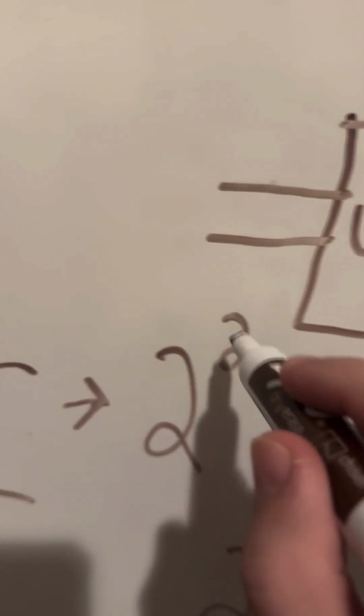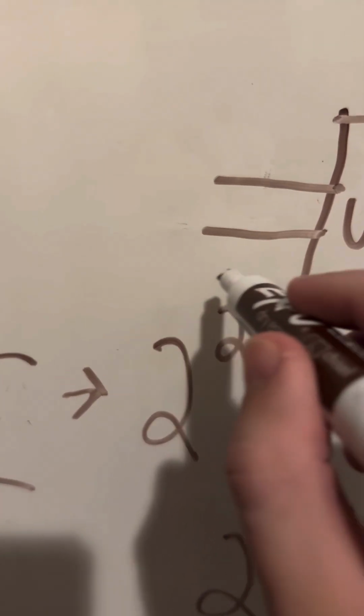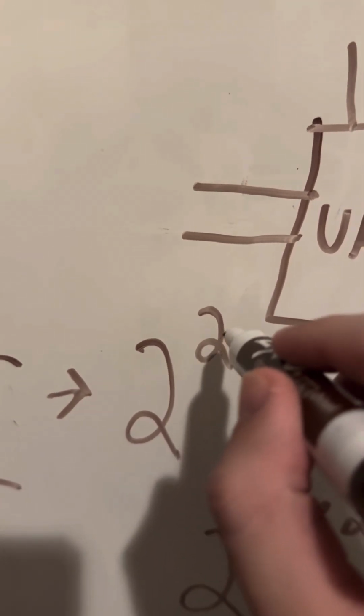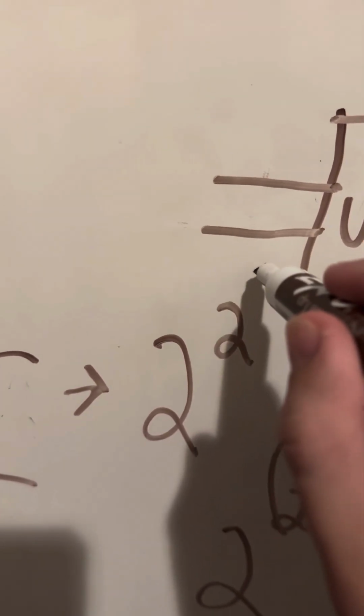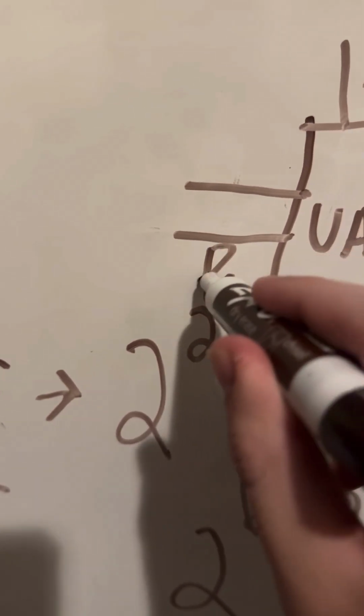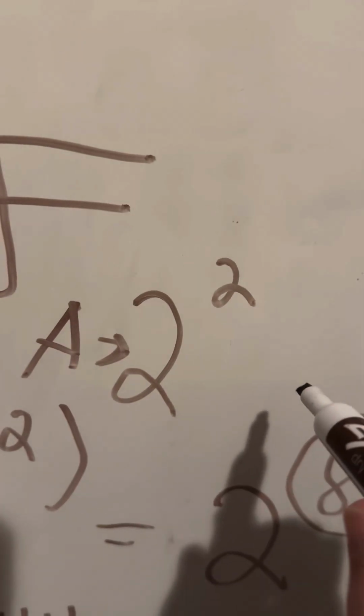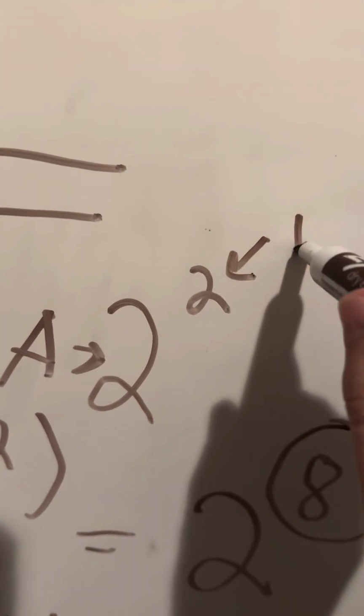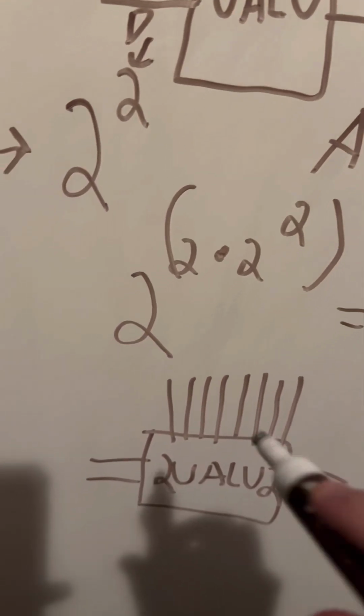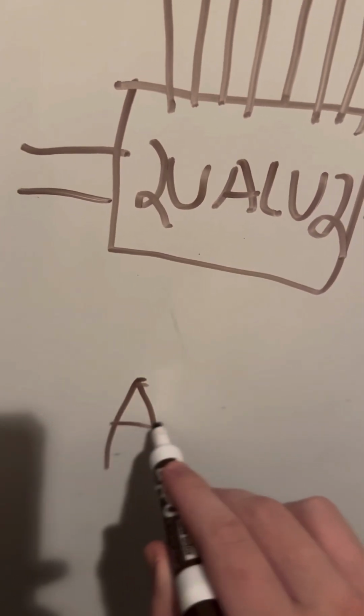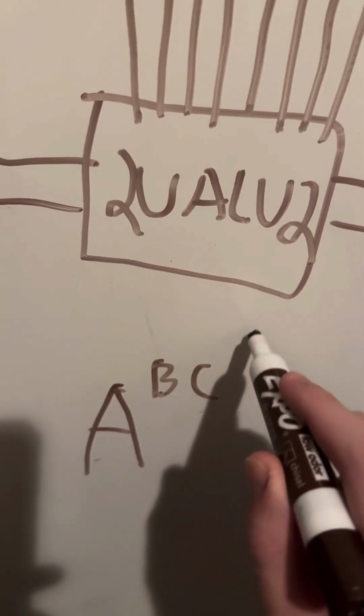And let's call this right here D. This is the number of inputs. So this is D. And then we'll call this B, the number of outputs. And so our formula turns into A to the B, C to the D.